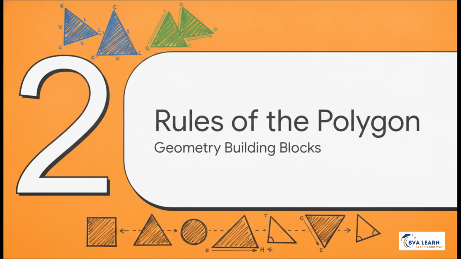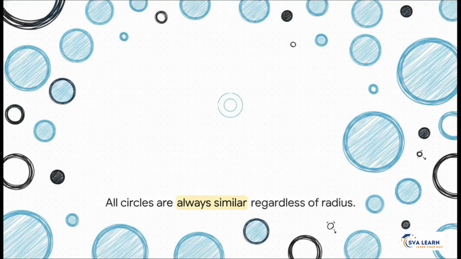Okay, moving on to part 2, rules of the polygon. Let's see how this plays out with basic shapes. Notice how all circles, regardless of their radius, naturally share the exact same shape. Because of this, they are universally similar. You could have a tiny circle the size of a coin, or a massive circle the size of a planet. Because a circle is defined simply by a constant distance from a center point, there's literally no way to distort its shape. Every single circle in the universe is mathematically similar to every other circle.